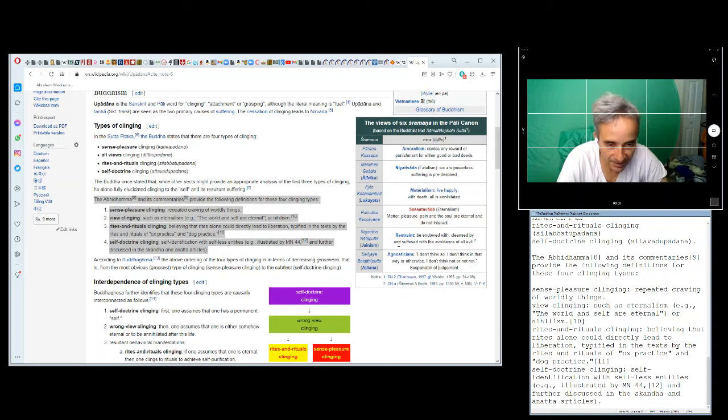So this, what is MN? That's the Majjhima Nikaya. So in the Majjhima Nikaya, it talks about self-identification with selfless entities, and that's what Thanissaro says. So we could go on and on with just looking at clinging, right?